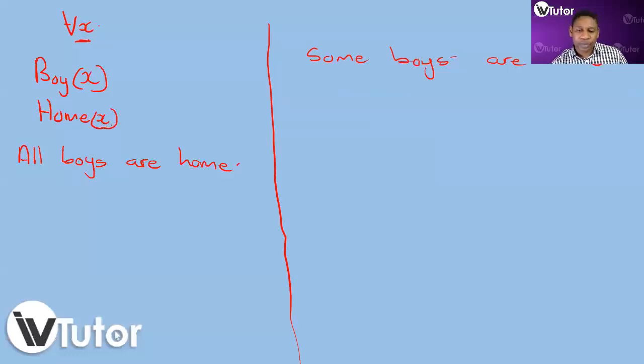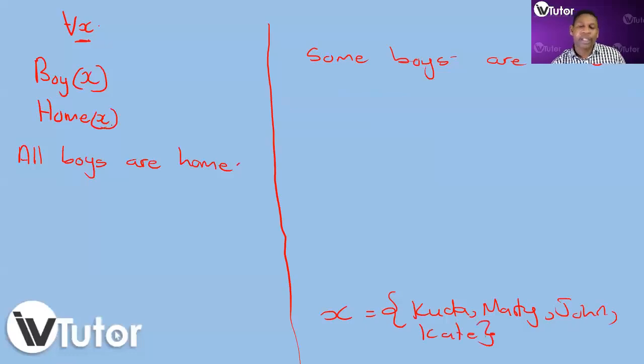Look, say we have got the set x is going to be equal to, again, Kuda, Mary, John, and Kate. So if I want to say all boys are home and some boys are home, so some boys are home, I can come and say there is some x such that x is a boy and x is home. Do you agree?